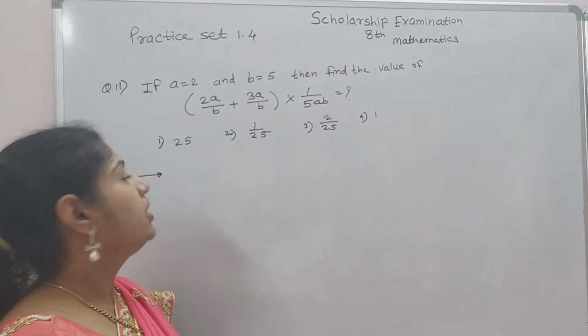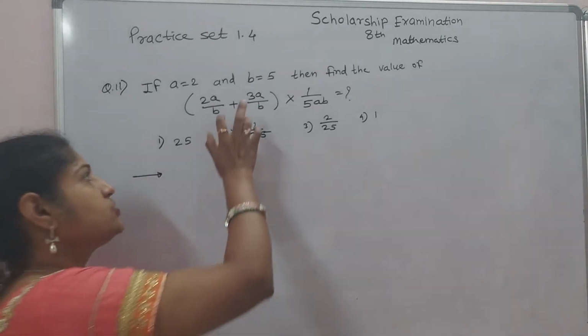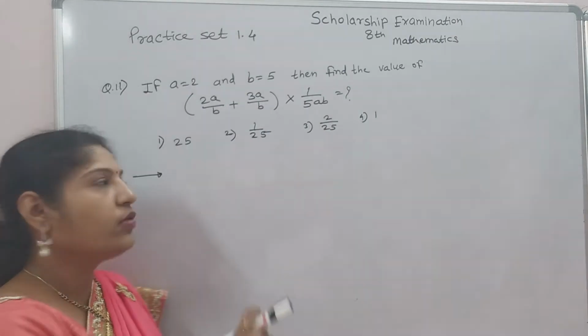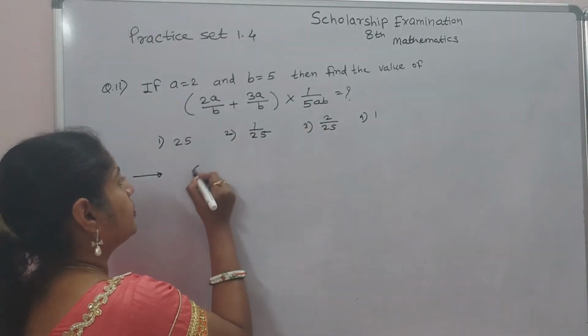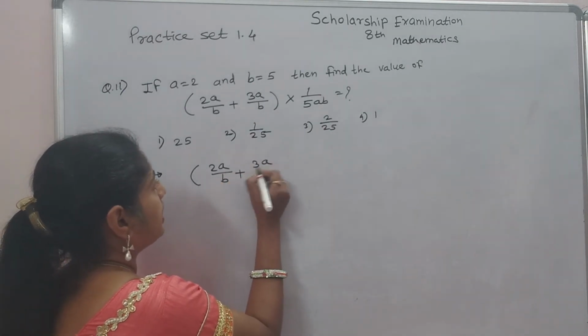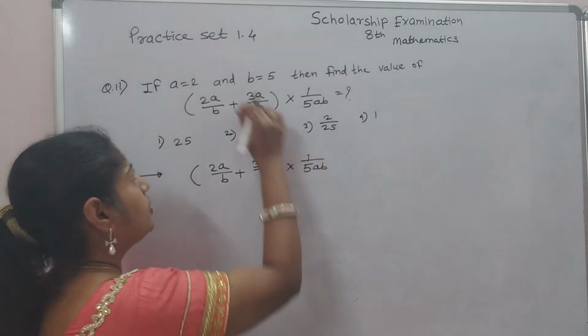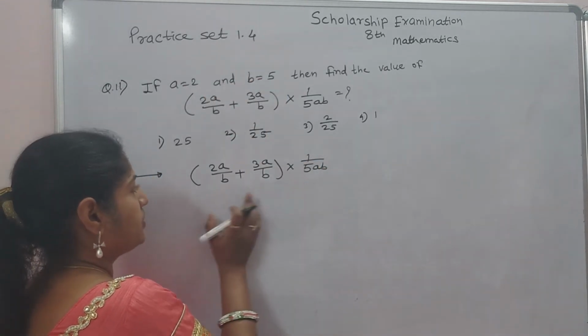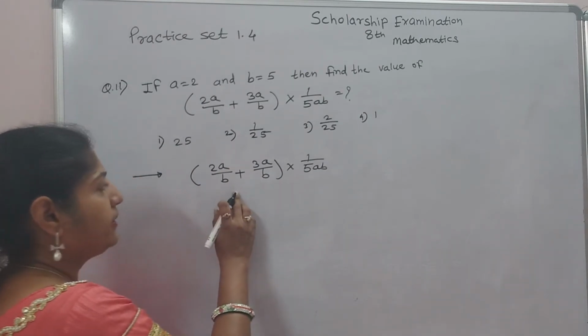Now, if A equals 2 and B equals 5, find the value of this bracket. First of all, we have to solve this one: 2A plus B upon B plus 3A upon B, into 1 upon 5A. Don't put the values first. First solve the bracket.